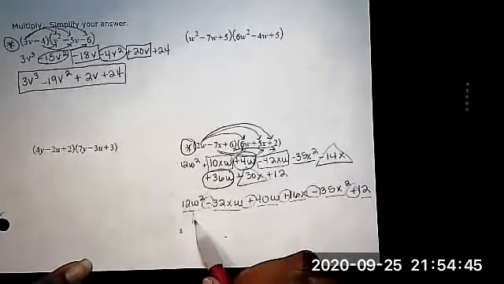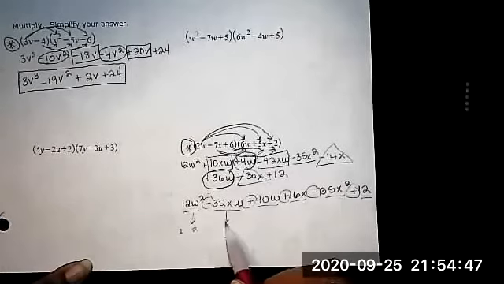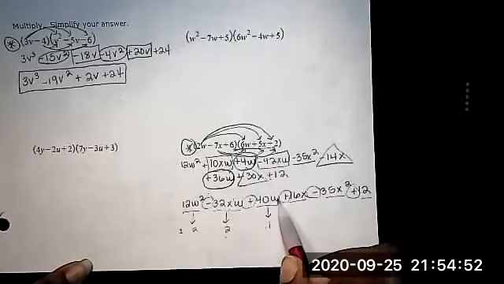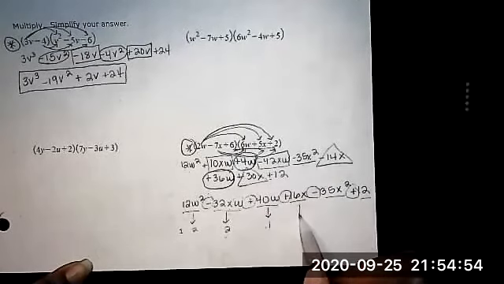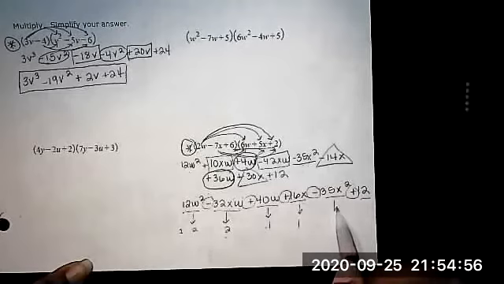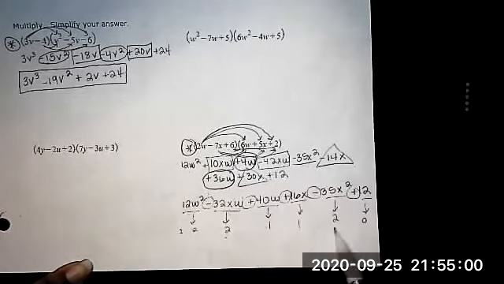So this degree is 2. Degree is 1 and 1 is 2. Degree is 1 because it only has a w. This degree is 1. This degree is 2. And this degree is 0. So this 2 is kind of out of place. You can put it in the front. These are all the same degree, so it doesn't matter which goes first.